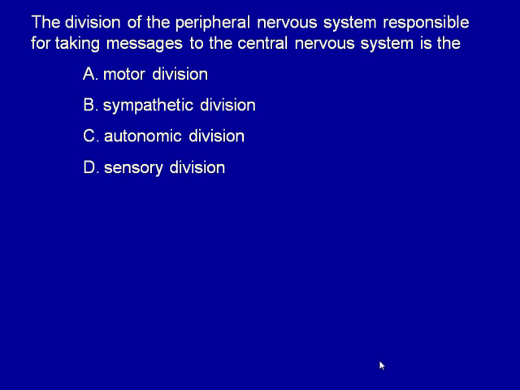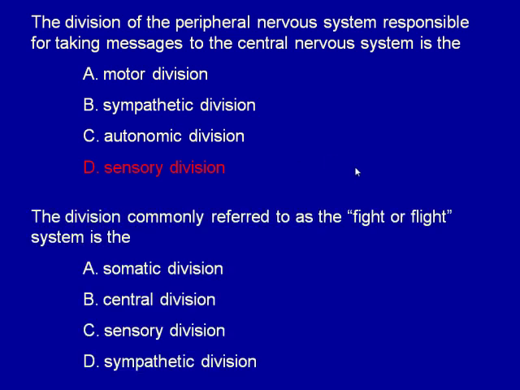All right, let's see how much you've learned. The division of the peripheral nervous system responsible for taking messages to the central nervous system is the motor division, sympathetic division, autonomic division, or sensory division. Remember, input is always sensory information. Output is motor information. The sympathetic system is the fight or flight system that's part of the autonomic division.